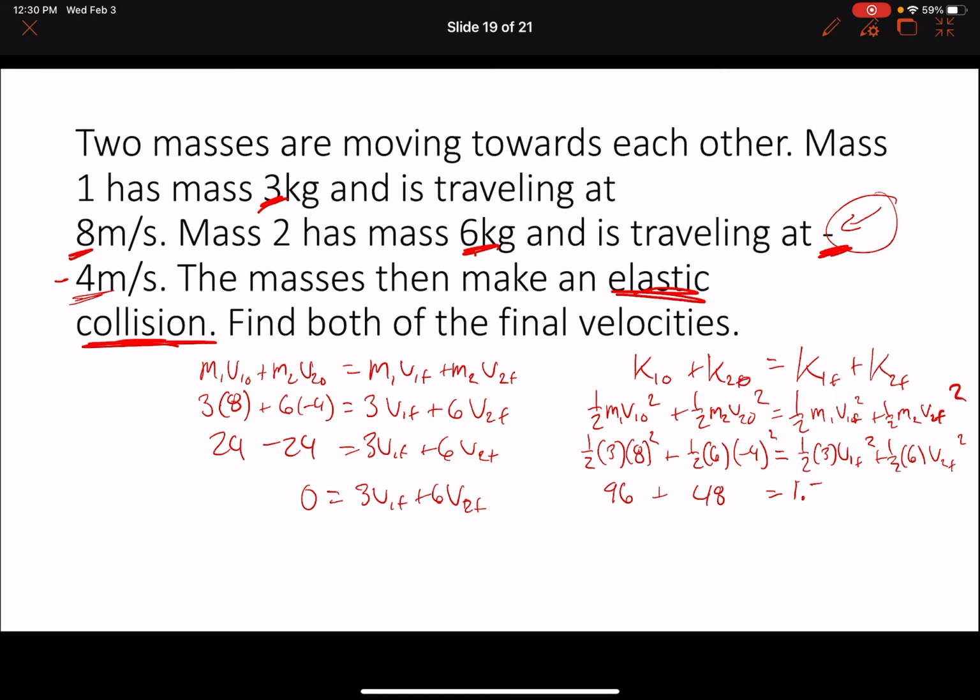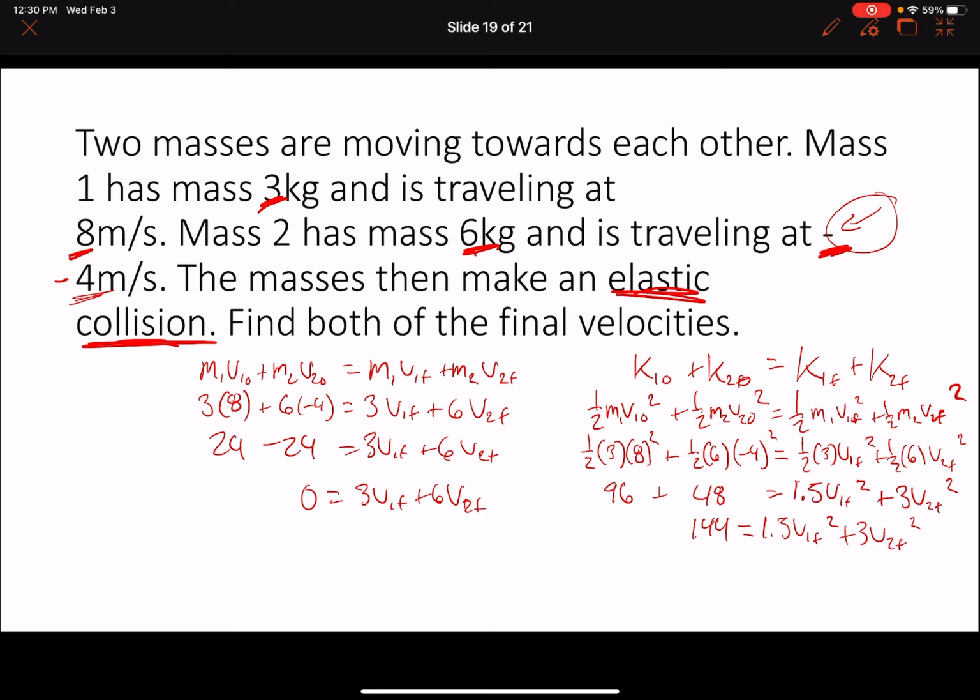So we're left with 1.5 V1F here. If you multiply 3 times 1/2, you get 1.5. And we're left with 3 V2F squared here. And so 96 plus 48, we get 144 equals 1.5 V1F squared plus 3 V2F squared. So now we have two equations with two unknowns.